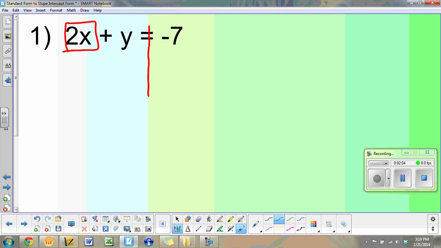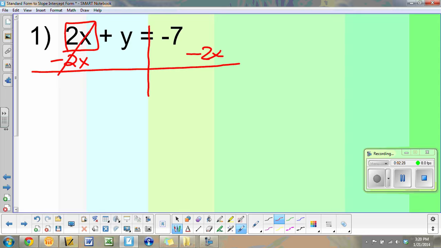And to get rid of things in an equation, we always do the opposite. So the opposite of 2x would be subtracting 2x. And if I subtract 2x from one side, I have to subtract 2x from the other side. Now this is very similar to when we were solving equations and we had variables on both sides, and we had to move an entire term. So you add or subtract depending on what the opposite is, and then do it to the other side.